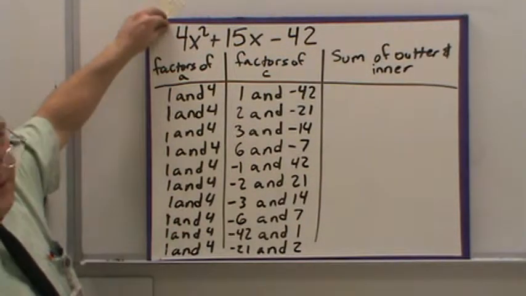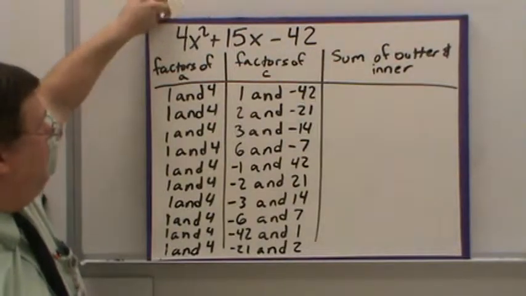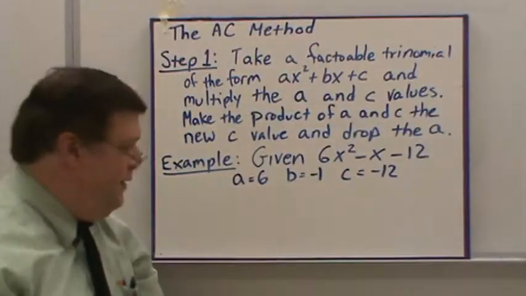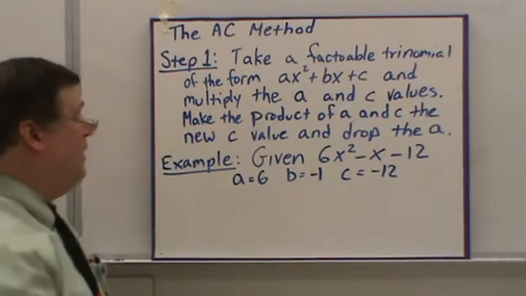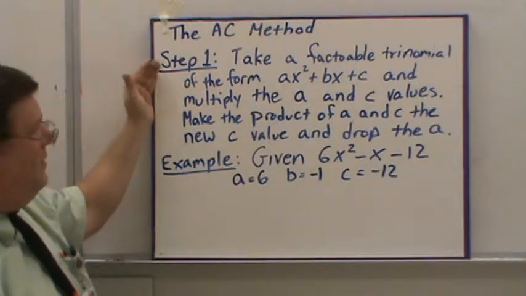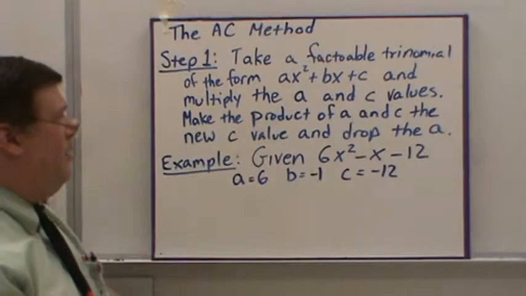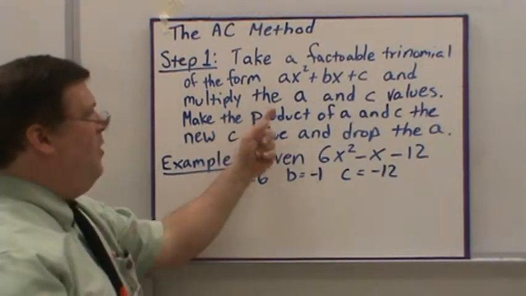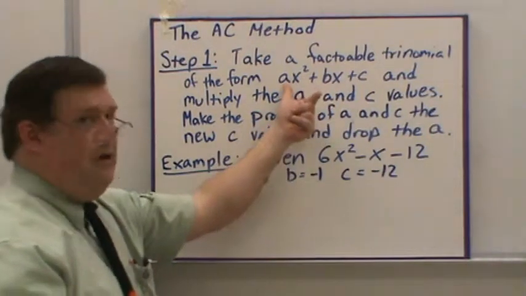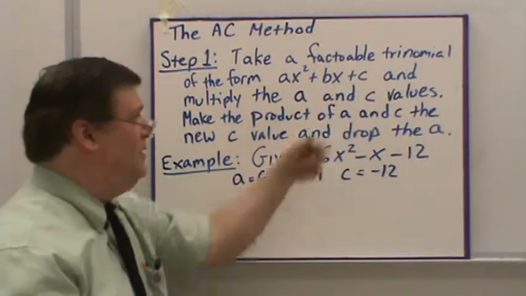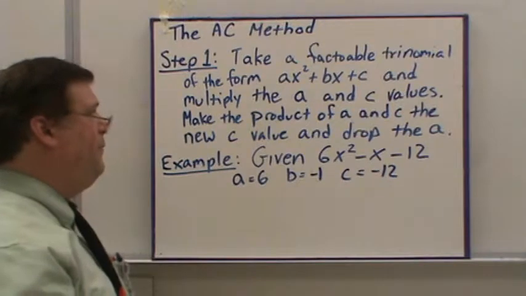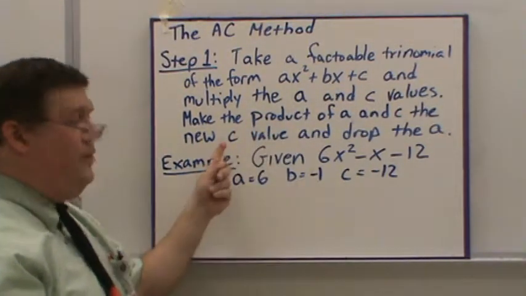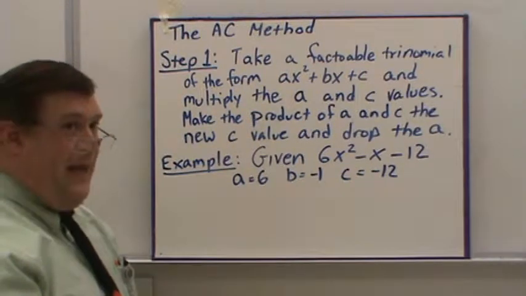Well, there is another way. Another way is called the AC method, and this is not in your textbook here. The AC method says, step 1, take a factorable trinomial of the form ax squared plus bx plus c, and multiply the a and c values, the coefficient of the x squared and the constant at the end. Multiply those two together. The product of the a and c is now going to become your new c, and you're going to drop the a.